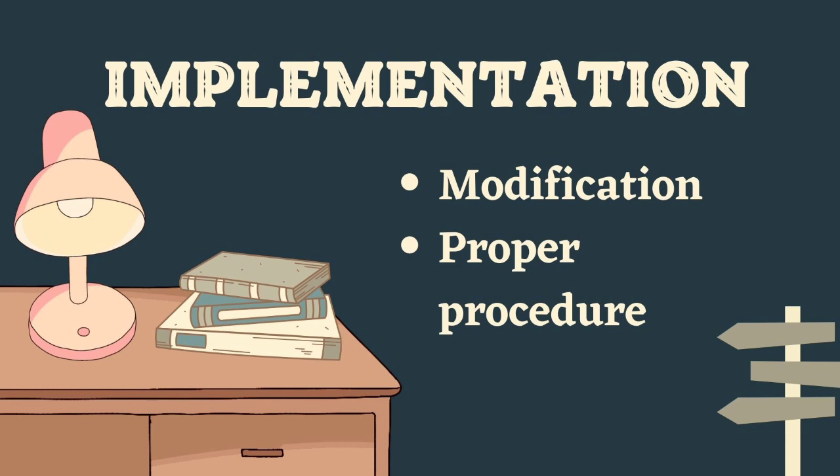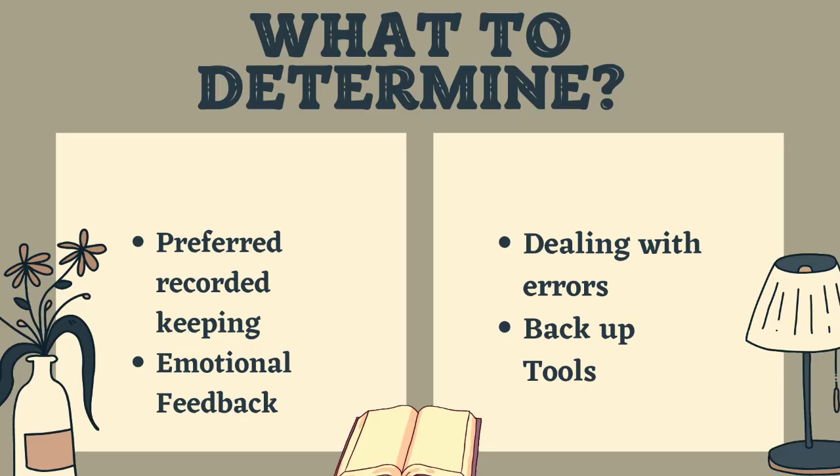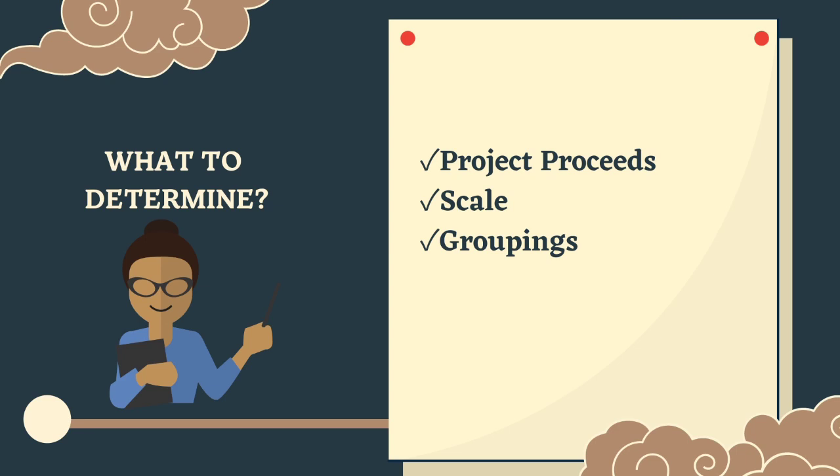Next is the proper procedure. It is the key word here. Most of the real work is done here as IDs and students work hand in hand to train on new tools so that the design can be continuously evaluated. What to determine? You have to determine the preferred record keeping as well as the actual data you would like to have from the students. Emotional feedback given to you by the teachers and students during the initial implementation of the project, dealing with errors and backup data tools. Next is you have to see how the project proceeds.